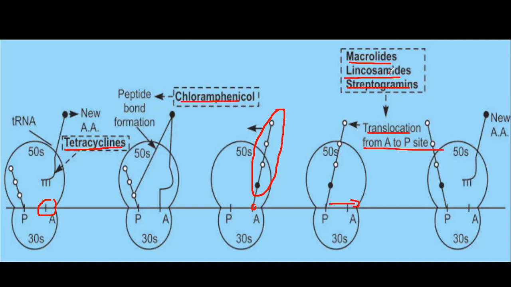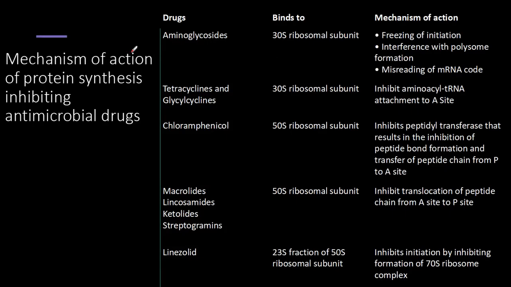You also have ketolides. Ketolides are like modified macrolides, so they are more resistant to the efflux pumps of the bacteria. So ketolides also have the same mechanism of action. An example of a ketolide is telithromycin. So let's look at this.